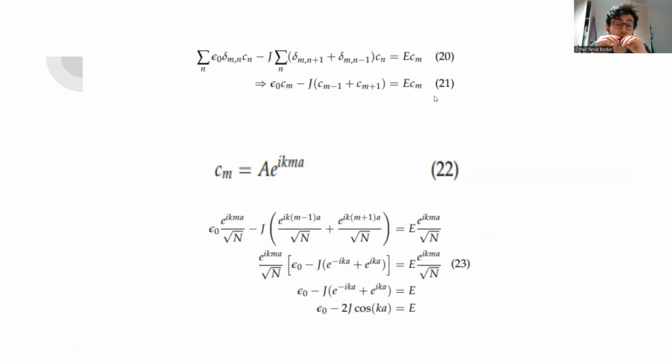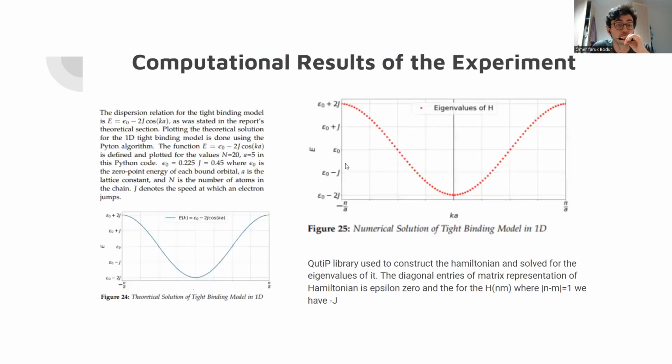From the Bloch equations, we can represent our C_m as a plane wave. And when we normalize it, we find that A is equal to 1 over the square root of N. And when we plug in the values, we get the dispersion relation for energy: E equals epsilon 0 minus 2J cosine ka, where a is the lattice constant.